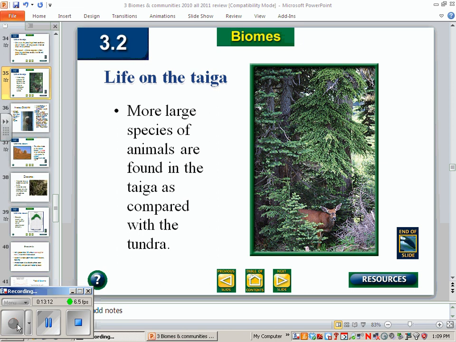While the tundra is dry and doesn't have many things living there, as you go away from the pole, you are going to find that you have more species and larger species. The most species and the most layers are going to be at the equator.